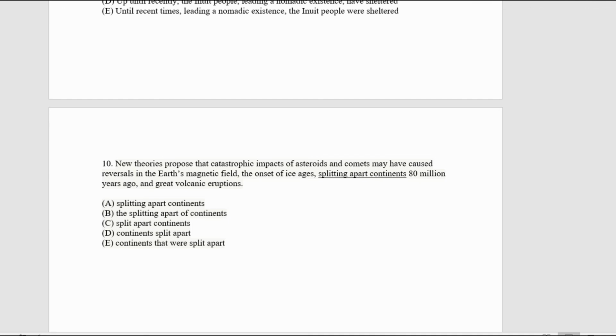Here it's very easy. We just need to pay attention to "splitting apart continents." Many people don't understand this phrase. To split apart is to be, let's say, separated. We can see here the parallel structures: magnetic field, onset of ice age, splitting apart continents, and great volcanic eruptions. So there are parallel structures, and that's why here should be a noun or a noun phrase. We can say here "splitting apart continents," but without articles, unlike, for example, the onset, the Earth's magnetic field. It would be great to use it with an article, because this can be understood as a participle structure.